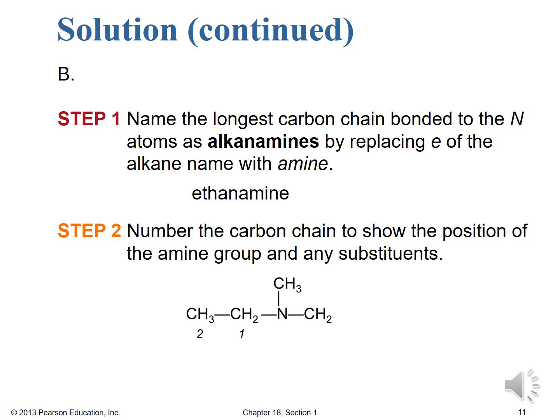So step 1, still the same. We look for the longest carbon chain with the bond to the nitrogen and take its alkane name and replace it with amine. So it's an ethane would be the longest, and then 2 methyl groups. And so therefore it's an ethanamine. Step 2, we number the carbon chain. Of course, because it's just 2 carbons, we don't have to worry about saying which carbon is bonded to the nitrogen because they're equivalent. We'd have to be at 3 carbons or more to have to worry about that.